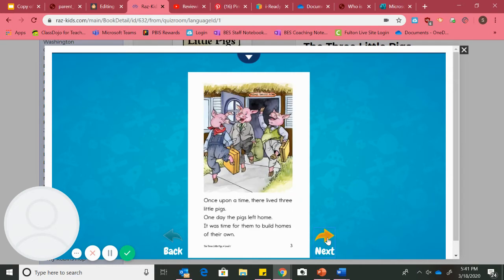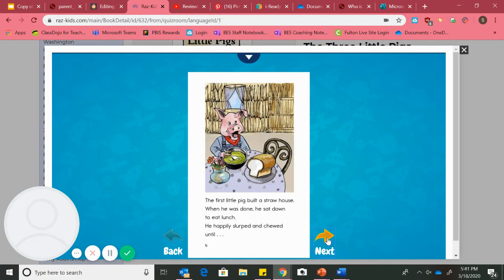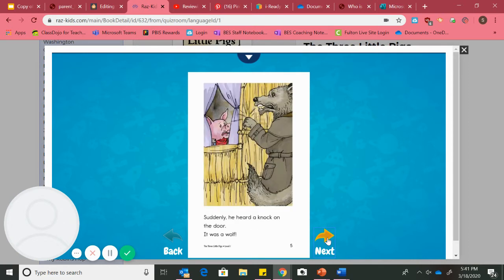Once upon a time, there lived three little pigs. One day, the pigs left home. It was time for them to build homes of their own. The first little pig built a straw house. When he was done, he sat down to eat lunch. He happily slurped and chewed until suddenly he heard a knock on the door.